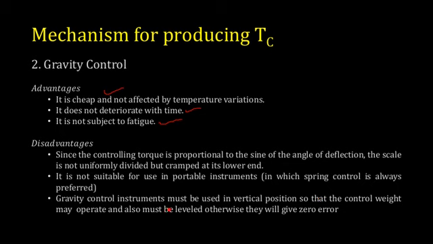The gravity control instrument has to be used in a vertical position so that the control weight may operate. Also you have to use a leveled surface, otherwise it will show zero error, or even if you are not measuring anything, you will have some reading in the meter, a negative reading. Such errors are due to gravity control instruments not being leveled properly or not being kept on a leveled surface. Such issues may arise when you go for gravity control.